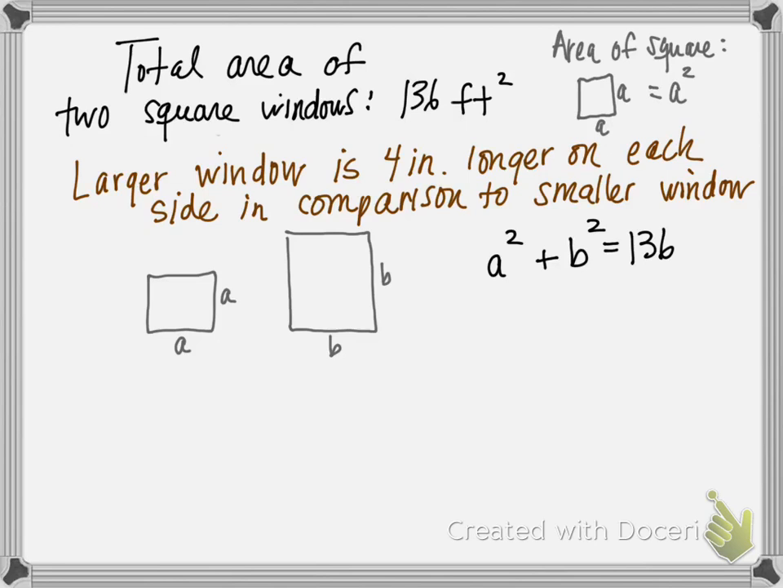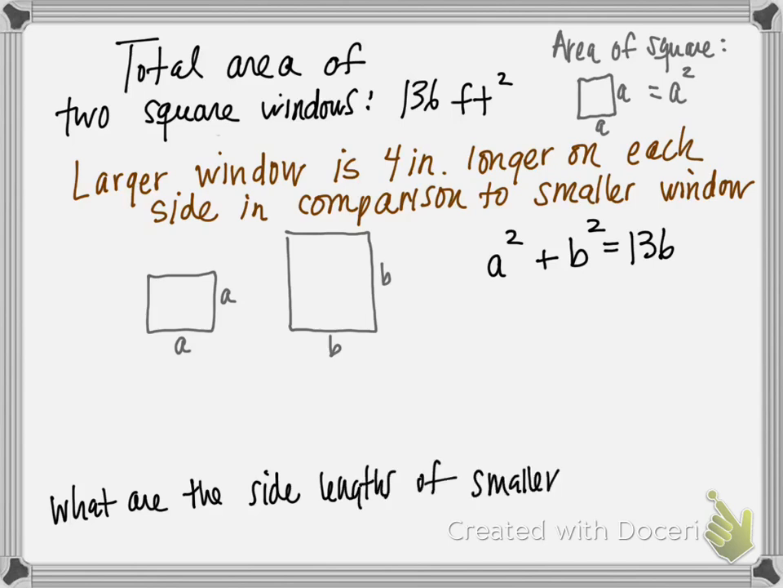So right now, we can't actually figure out the side lengths until we modify this equation. So really the final question is, what are the side lengths of the smaller window? So we need to find A. And again, I can't solve this equation because there's an A and a B in it. So I'm going to go to this next sentence that is written here.